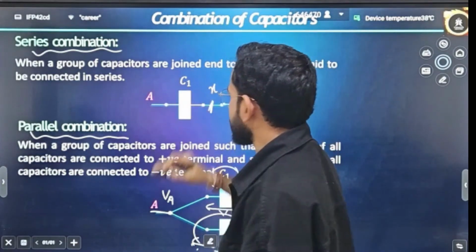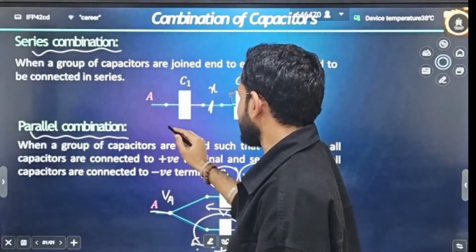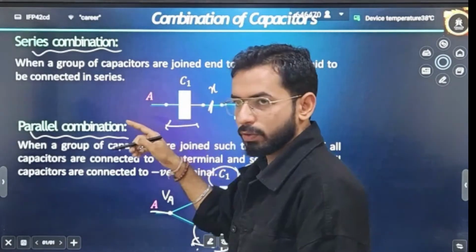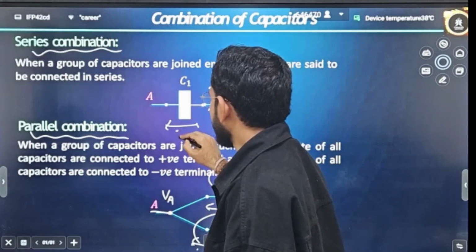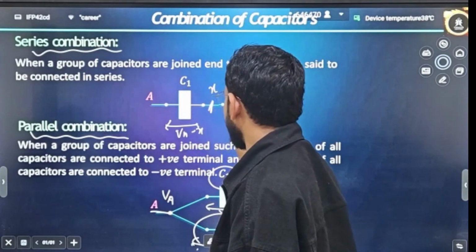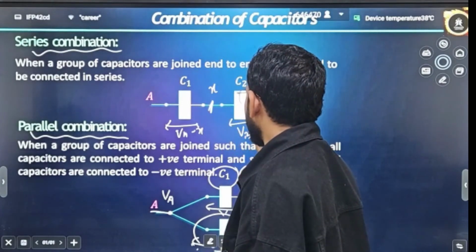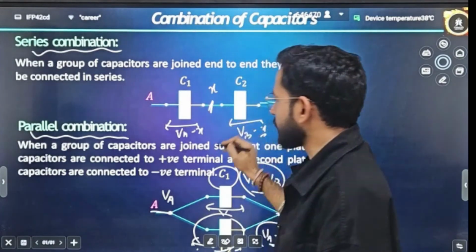In series combination, the potential difference will be different. Here you can assume this as some point x, at some potential x. If I ask you the potential difference across capacitor one, how will you write it? You will write VA minus x, and across this one you will write VB minus x. That means the potential difference is different.